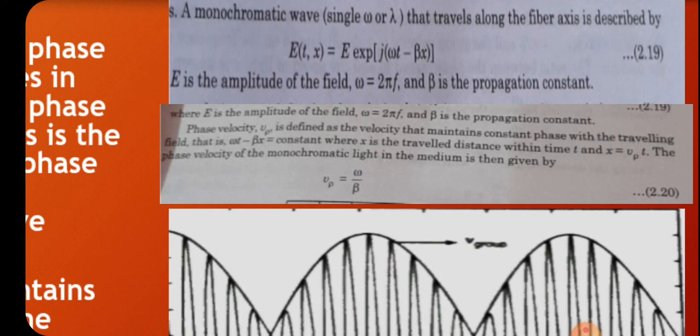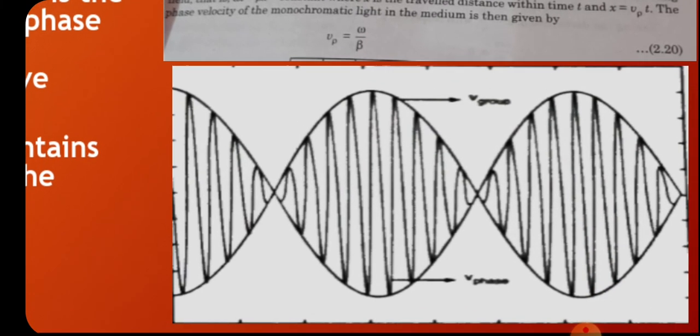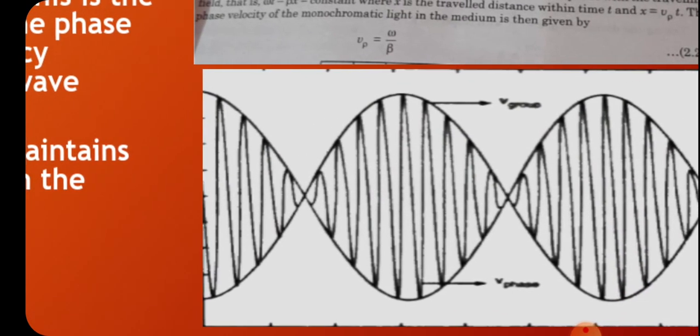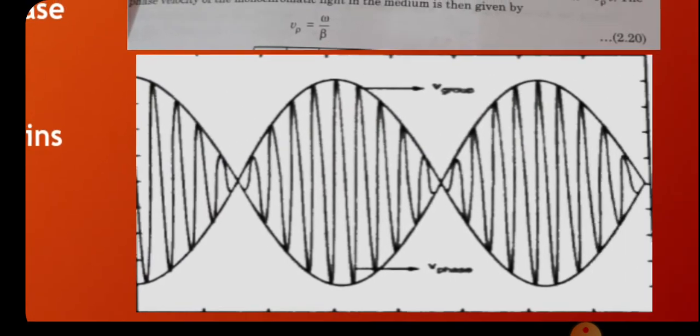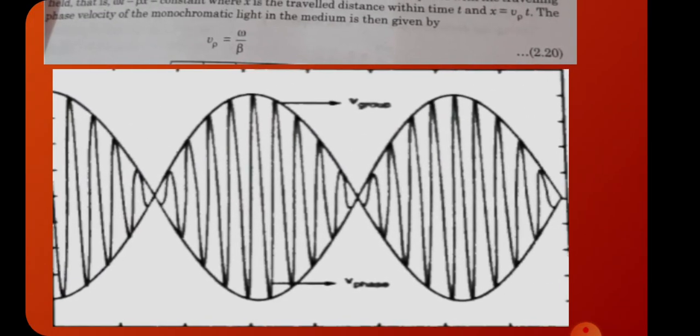So that is the equation that we are interested in: phase velocity Vp is equal to omega divided by beta, where omega is angular velocity, equal to 2 pi f, and beta is a propagation constant. Okay, so that is the equation for phase velocity. Also in the diagram we can mark the phase velocity as the velocity that maintains a constant phase with the traveling electric field. So we are marking the phase velocity here.